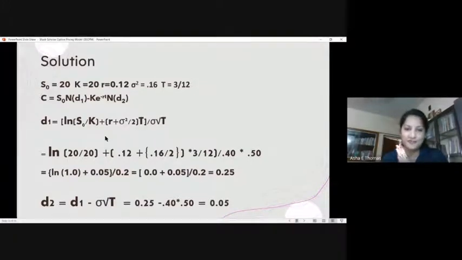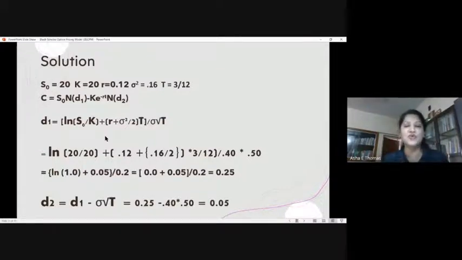Now d2, as you know, is d1 minus the standard deviation times root of t, which is just a substitution of the whole thing. D1 we already got the value as 0.25, and the standard deviation times root of t we had solved in the previous part.